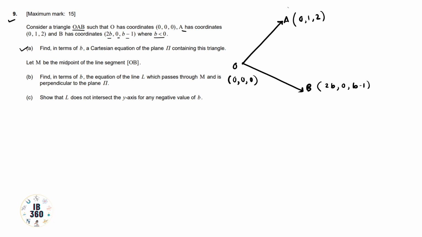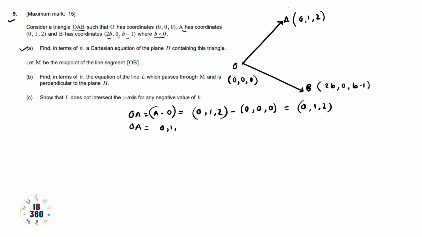So this is just vector property, and if you consider these points to be vector points, then you can easily calculate the distance. Otherwise also you can calculate the distance, but I am just giving you the example. So to do this problem, we first need to calculate the distances. OA is basically A minus O, which is 0, 1, 2 minus 0, 0, 0. So ultimately it comes out to be 0, 1, 2. So remember, OA equals 0, 1, 2.